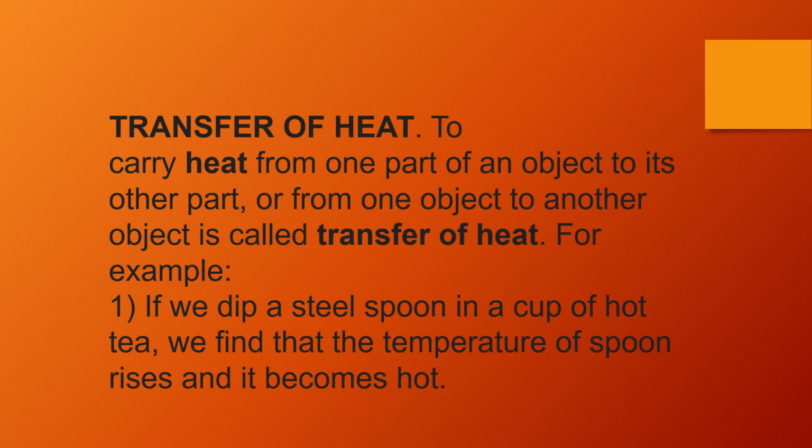Transfer of heat. We have studied in the beginning also that when there is imbalance, there is inequality in temperature, then heat flows from one direction to another direction, and the direction of heat is from higher to lower. For example, if we dip a steel spoon in a cup of hot tea, we find that the temperature of the spoon rises and it becomes hot. Not only that, when you are working in the kitchen and using a metal utensil for cooking, why is a metal object used? Because it gets heated very soon and it is a good conductor of heat.